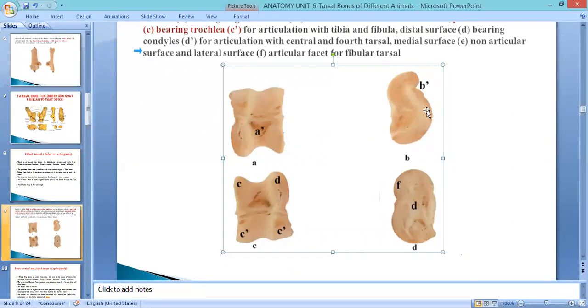Now 2 remaining. One is lateral, another is medial. So this is lateral and this opposite is medial. So 6 surfaces is clear.